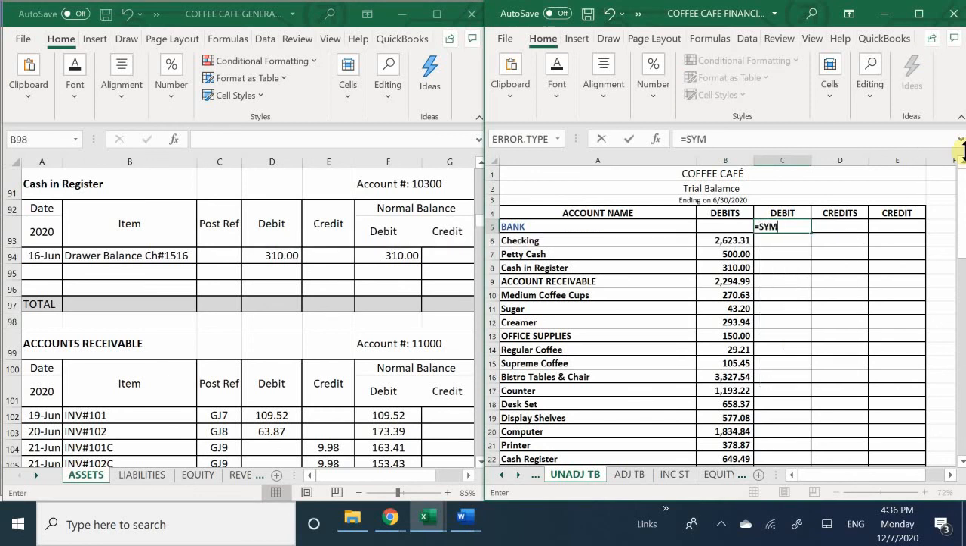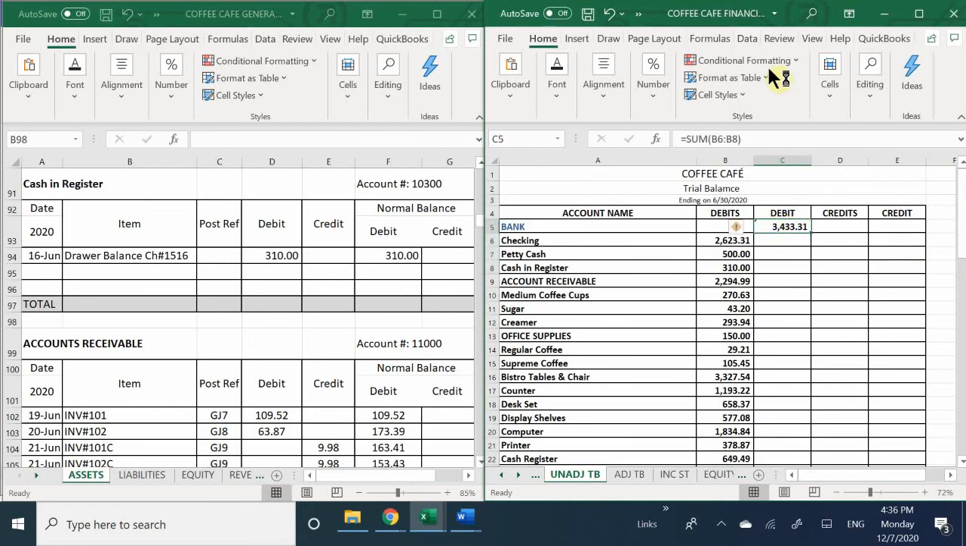Or you could do equal sum, or you can just add whatever you feel most comfortable using. And you're going to select your checking, your petty cash, and your cash in register. So right now I currently have a debit balance in my bank account of $3,433.31. And that's what I mean by making those adjustments.